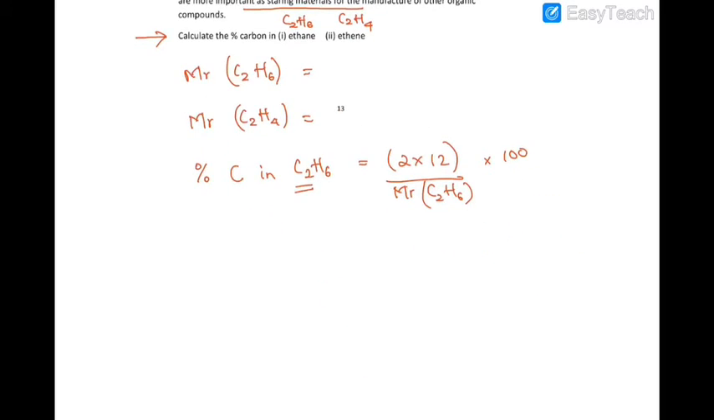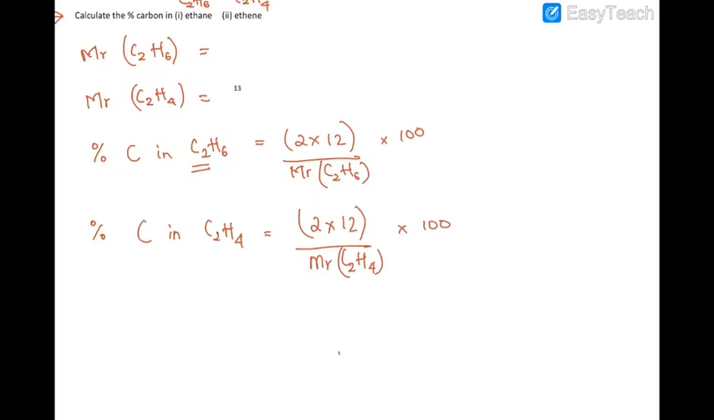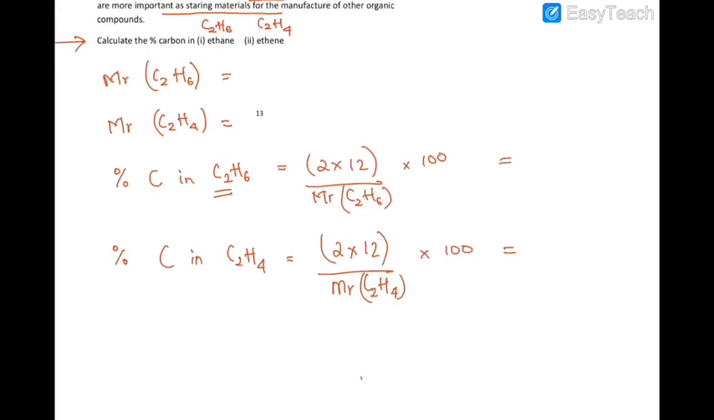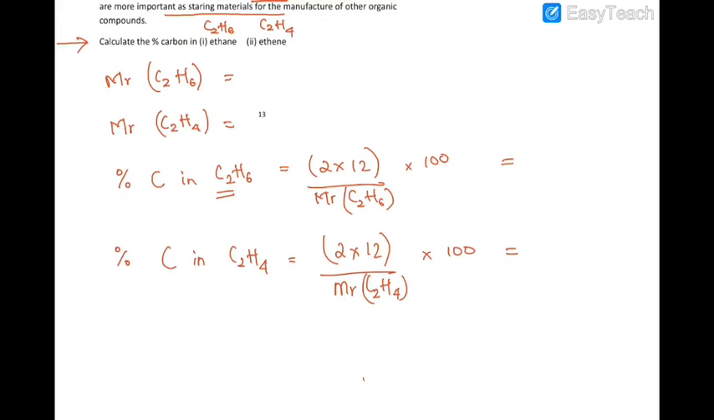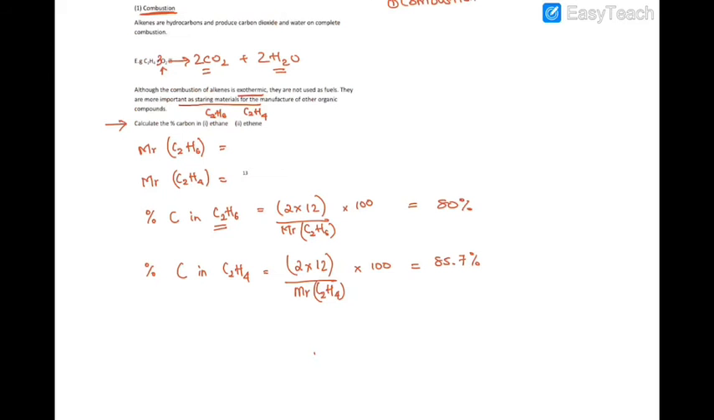And the same thing for the percentage carbon in ethene. So it's the number of carbons, 2, times the AR of carbon, 12, divided by the MR of the compound. So this is how you find percentage of any element in any compound. Okay, so you can calculate this and then check your answers. Pause the video, calculate, and then check.